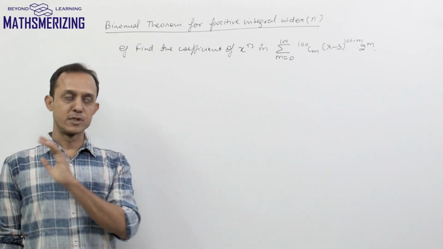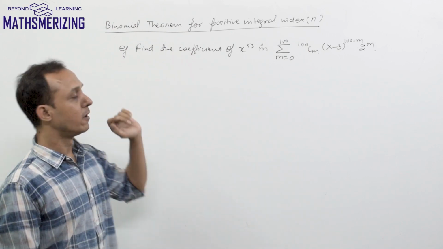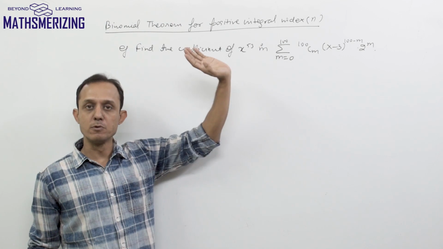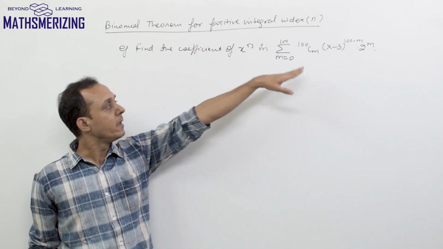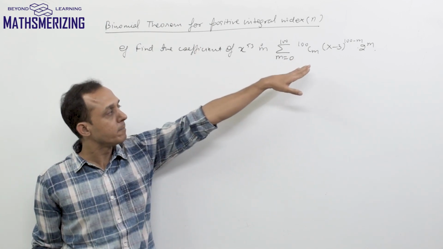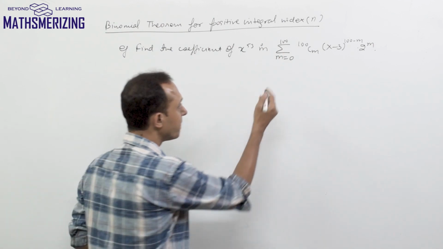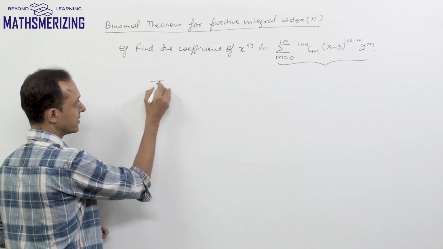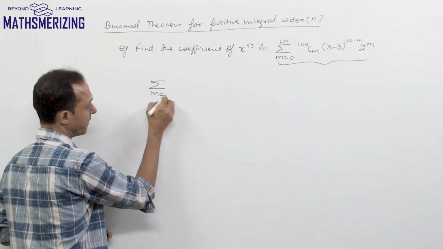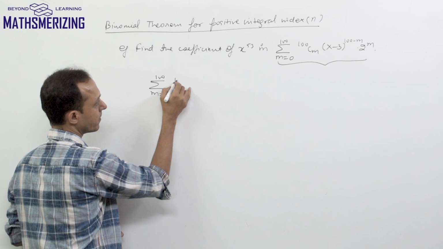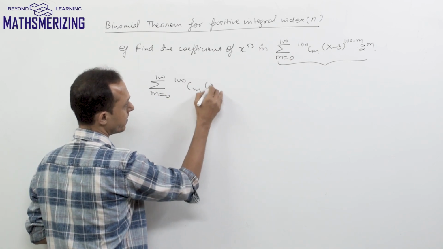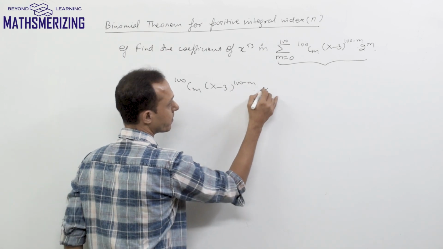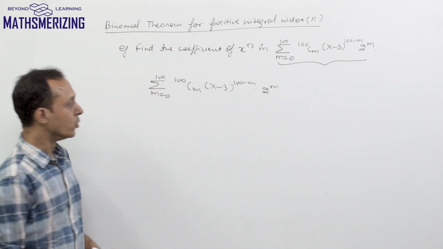So let us take up another question, which is: find the coefficient of x to the power 53 in summation m varies from 0 to 100, 100Cm (x minus 3) to the power 100 minus m into 2 to the power m. So first I'll look at this term closely. I'll write it again as summation, the value of m varies from 0 to 100, 100Cm (x minus 3) to the power 100 minus m, and it will be 2 to the power m.